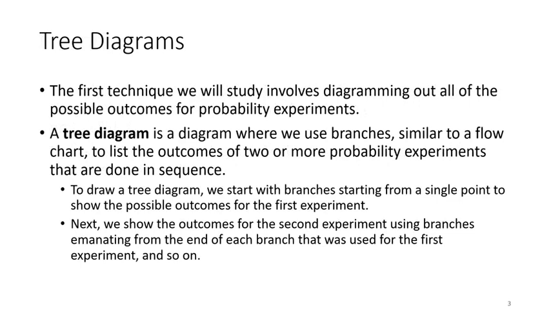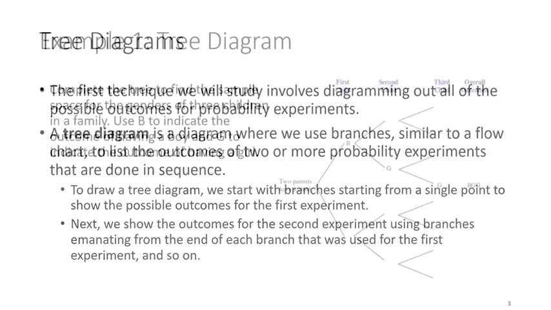A tree diagram just uses branches, similar to a flowchart, to list all of the outcomes of possible probability experiments that are done in some type of sequence. To draw a tree diagram, we just start with the branches from a single point and we extend outward for each consecutive part of the experiment until we're finished. So here we have a tree diagram.